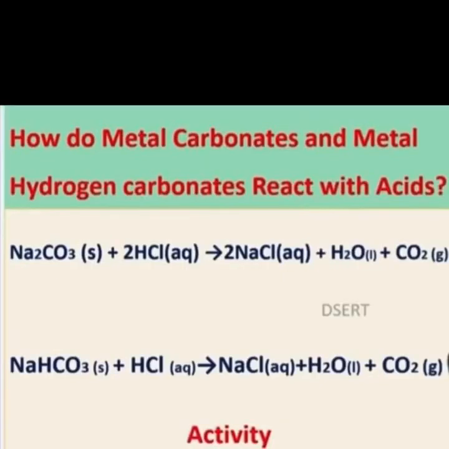Next is the reaction of metal carbonates and metal bicarbonates with acids. When metal carbonates react with acids, salt, water and carbon dioxide are formed. Similarly, when metal bicarbonates react with acid, what are the products formed here? Salt, water and carbon dioxide. What are the products formed here, children? Salt, water and carbon dioxide.